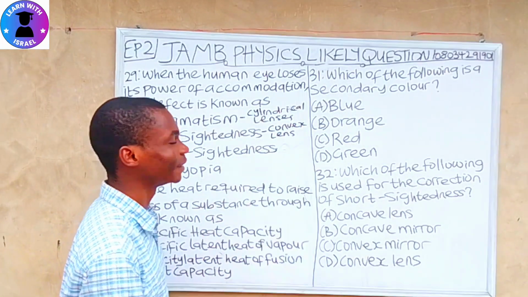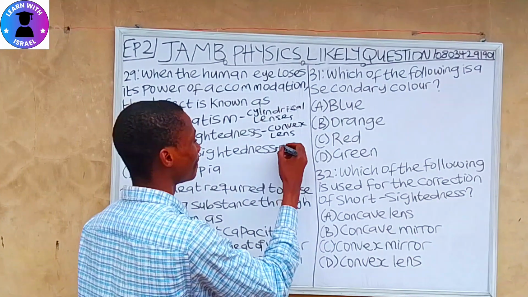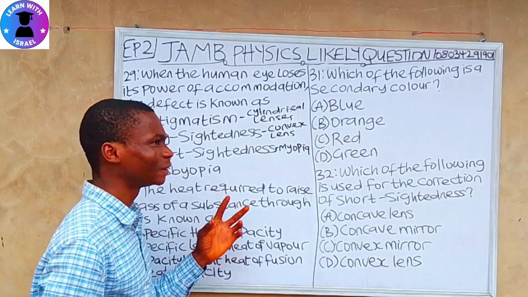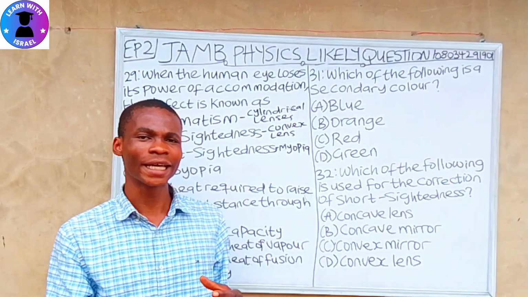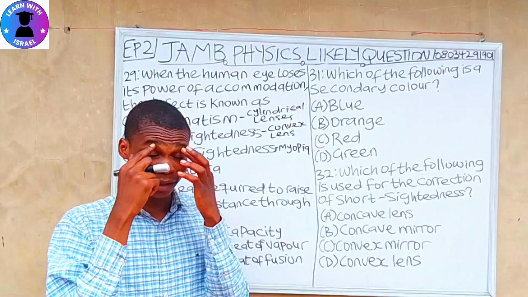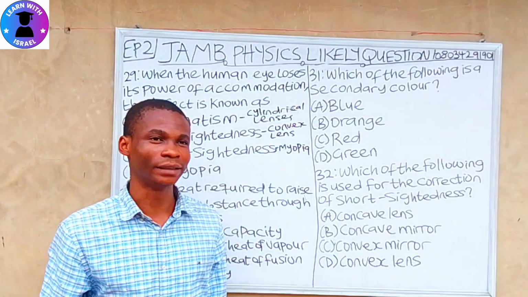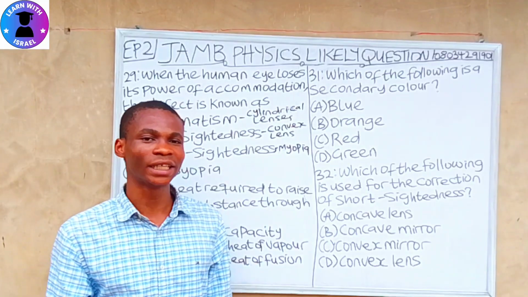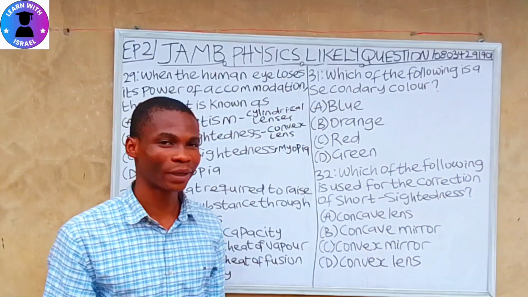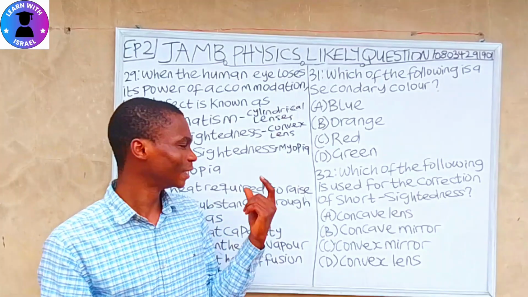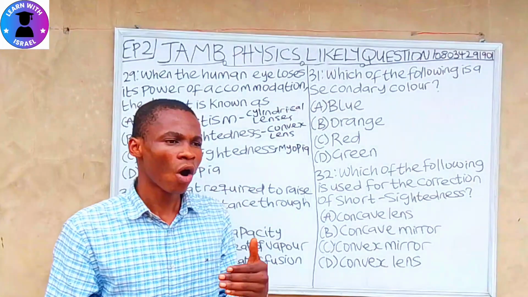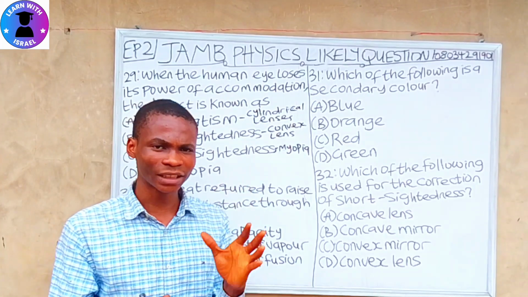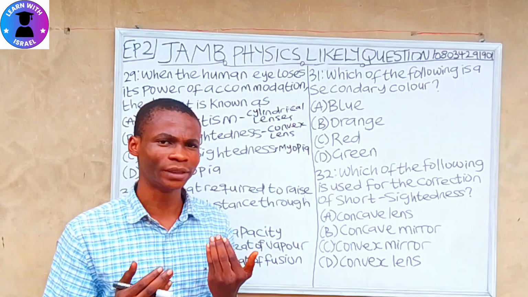So another name for short-sightedness is myopia. And presbyopia is a defect of the eye, and it occurs when the eye is aging. When an individual is getting to a certain age, the eye will begin to age, and this is when presbyopia occurs. And this presbyopia is the loss of the ability of the eye to focus on the distant object and the near object.